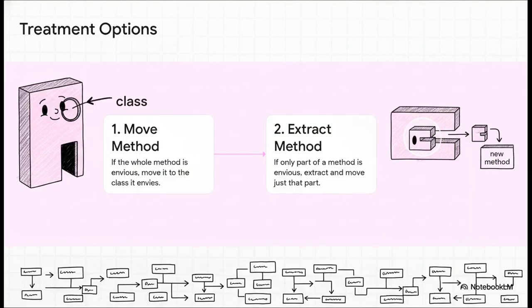First, there's the move method refactoring. This is for when the entire method is envious, just like our pay calculator example. You literally just pick it up and move it to the class it's jealous of. Easy. The second option is extract method. You use this when only part of a method is envious. You just pull that little piece out, turn it into its own method, and then move that over.